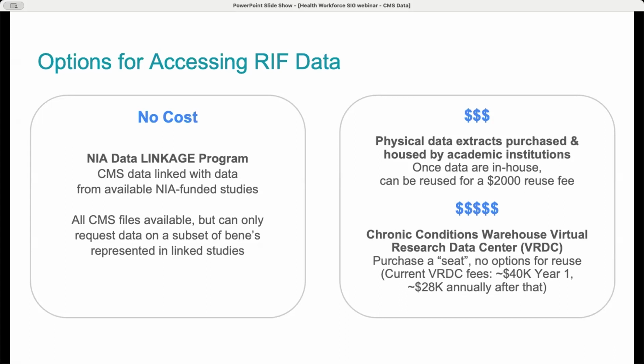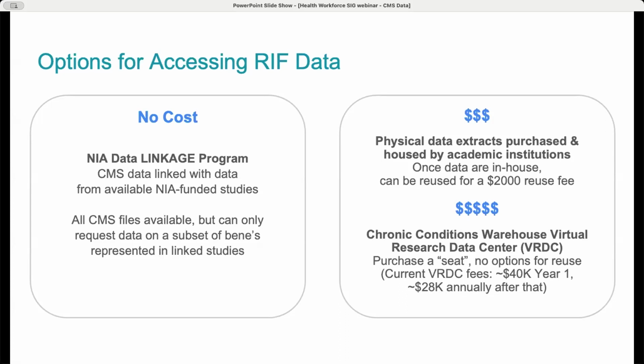But then once the data is in-house, other researchers can reuse the data for just a $2,000 reuse fee. The other important thing with having data in-house is when you're talking about trainees, so PhD students, postdocs, they often will be able to access the data under a faculty member's grant, and that has supported the development of health services researchers by giving trainees access to the data.